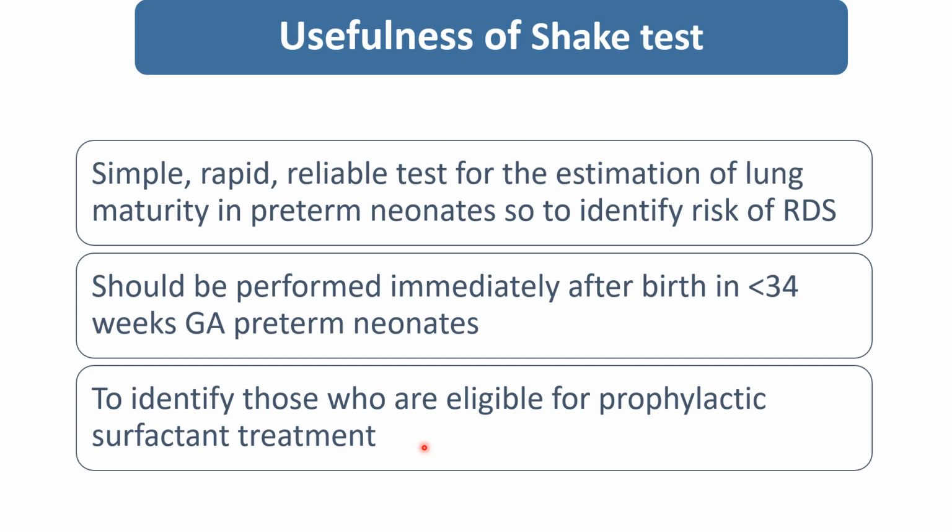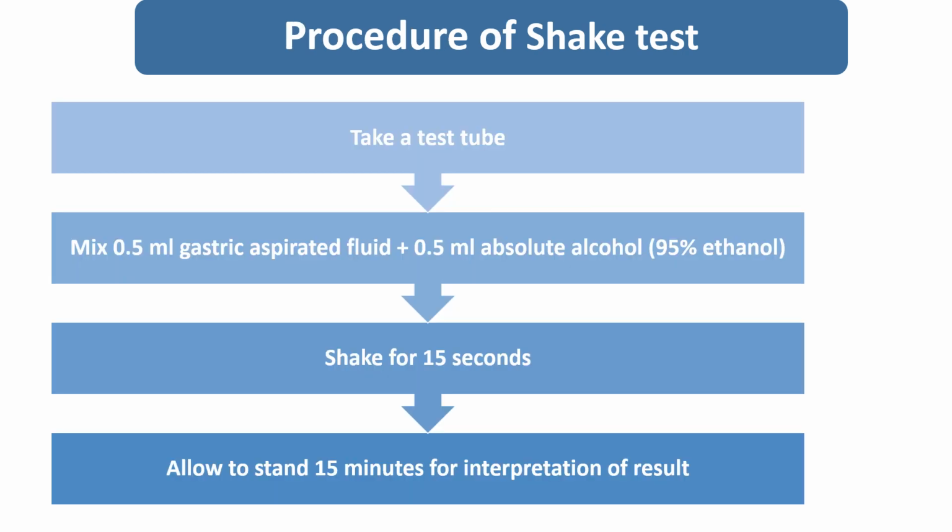According to the interpretation of the shake test, we will be able to identify the preterm neonates of less than 34 weeks who are going to develop RDS, because sometimes at the time of birth they do not have all the signs and symptoms of RDS. But by the interpretation of the shake test, we can give the prophylactic surfactant treatment if they are at risk of development of RDS. So how will you perform the shake test?